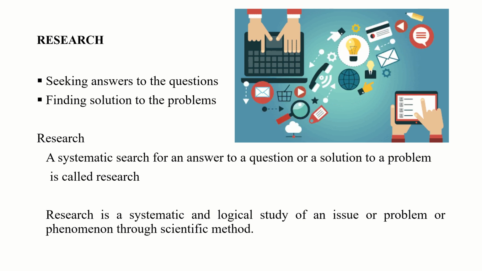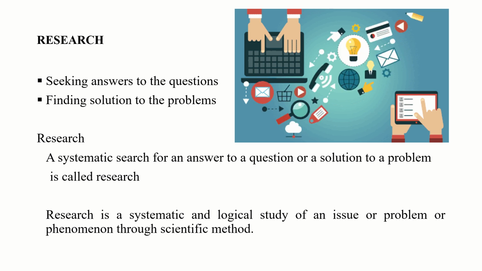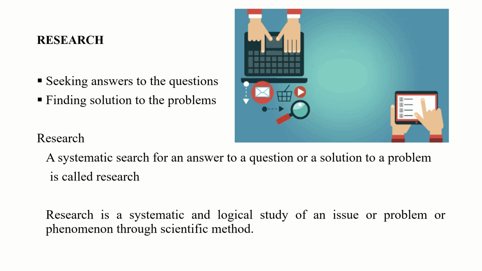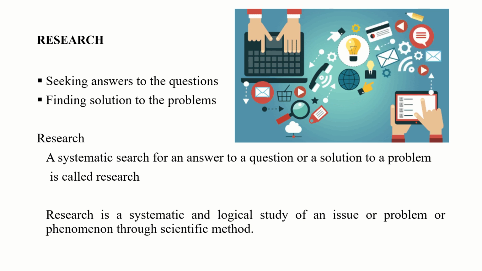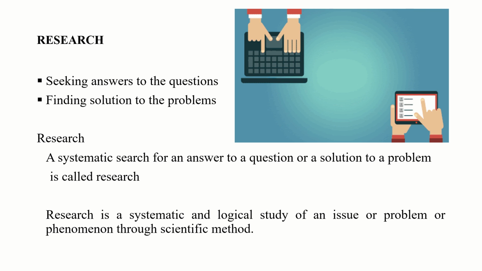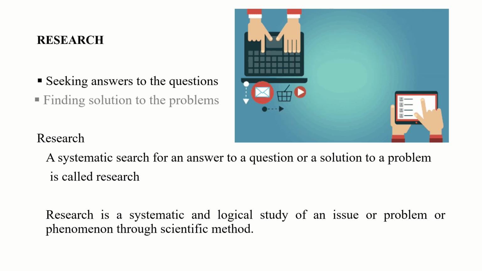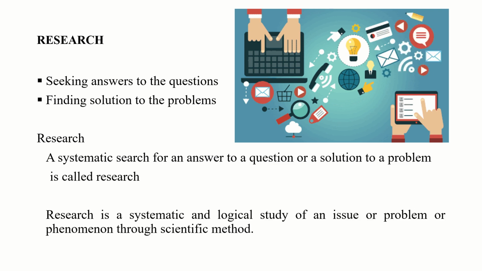Now let's understand in depth about research. A systematic search for an answer. So you go step by step to find an answer to a question and a solution to a problem, which is basically called research. Research is obviously systematic in nature. It also includes a logical study where an issue or a problem is studied step by step to finally come to the conclusion, identify the root cause of the problem, and in turn find the solution to the problem.